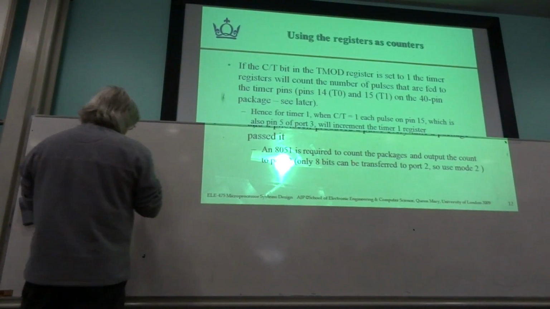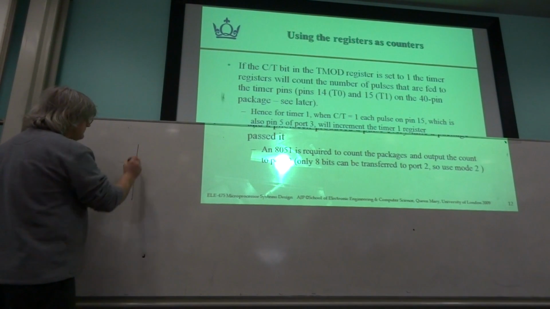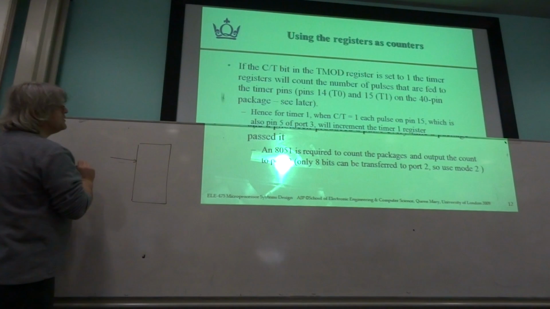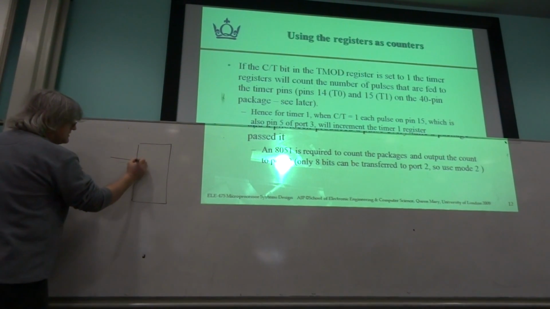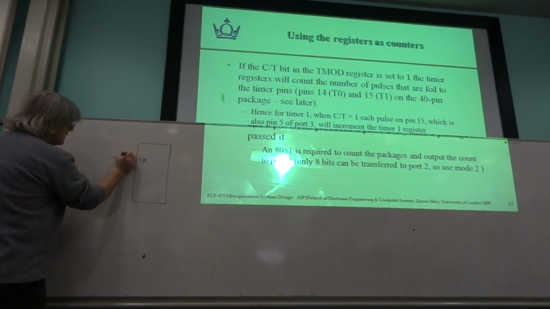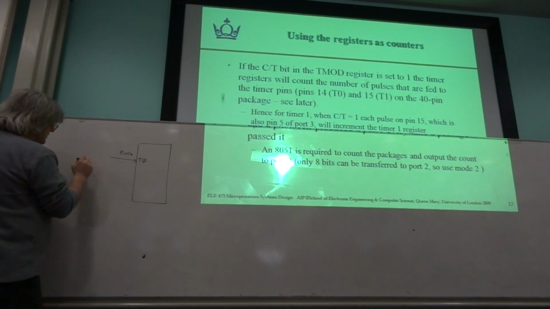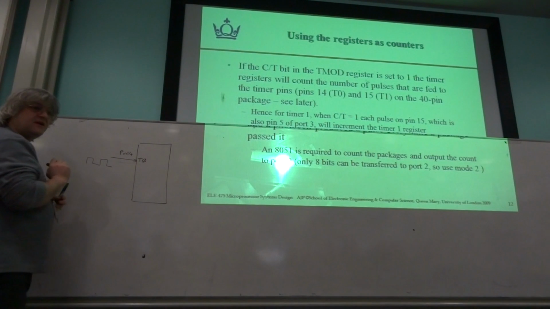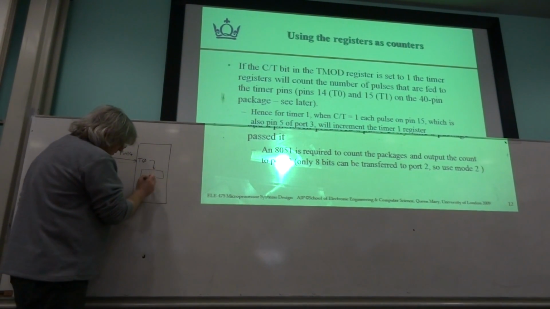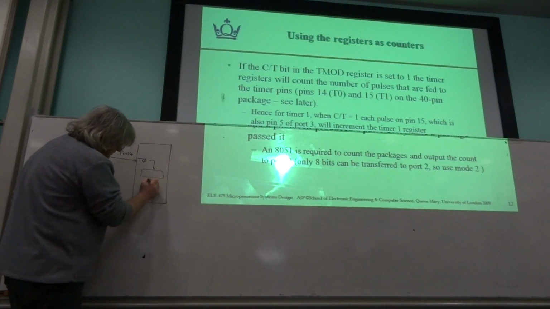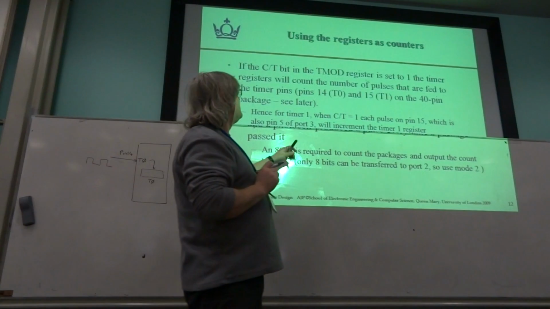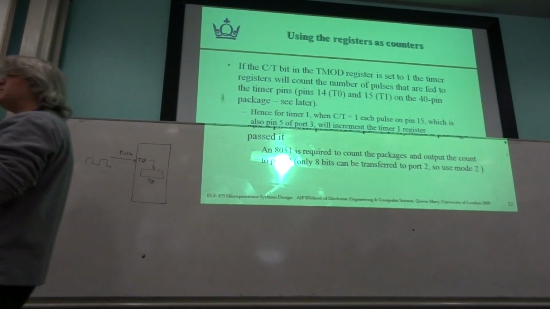So we have an example here where, I don't know which one we're going to be using. Let's say it's T0, pin 14. Effectively, we've got something that's generating pulses coming in, and that information is going into this timer, timer 0. And in this particular example, we've configured timer 0 for 8-bit auto reload.